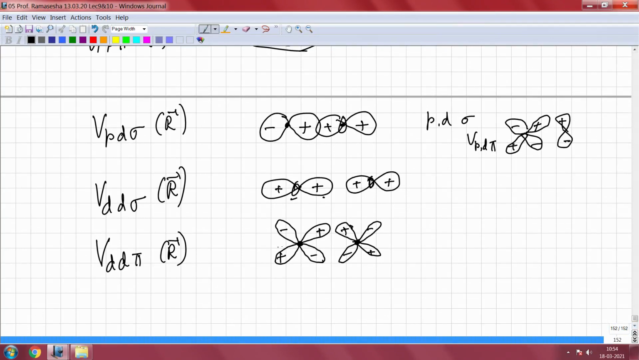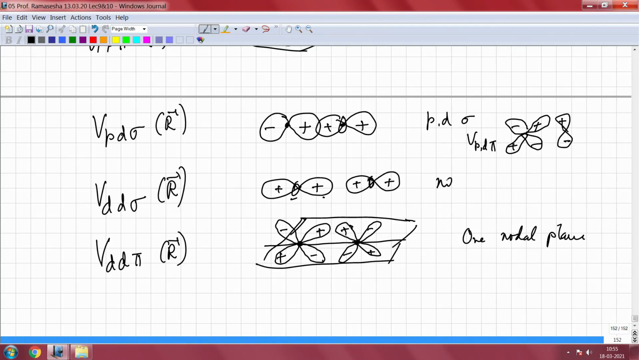The two nodal planes are the following. That is one nodal plane, and the other nodal plane will involve the plane that is plus plus minus minus. So that will be only one nodal plane in this case also, because there is a pi overlap. So, one nodal plane. In this case we have no nodal planes.